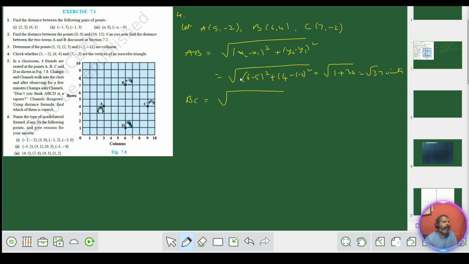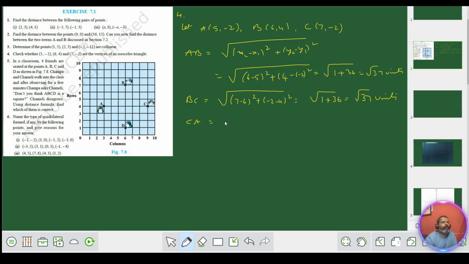Similarly, find BC. BC is what? (7 minus 6) whole square plus (minus 2 minus 4) whole square. That is 7 minus 6 is 1, 1 square is 1, plus minus 2 minus 4 is minus 6, square is 36. So root 37 units. Okay.